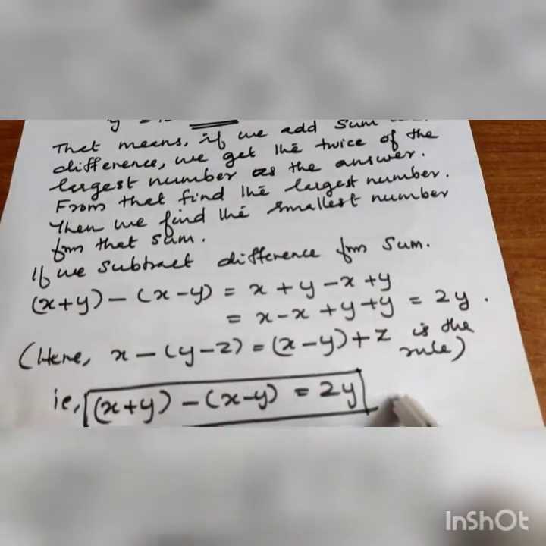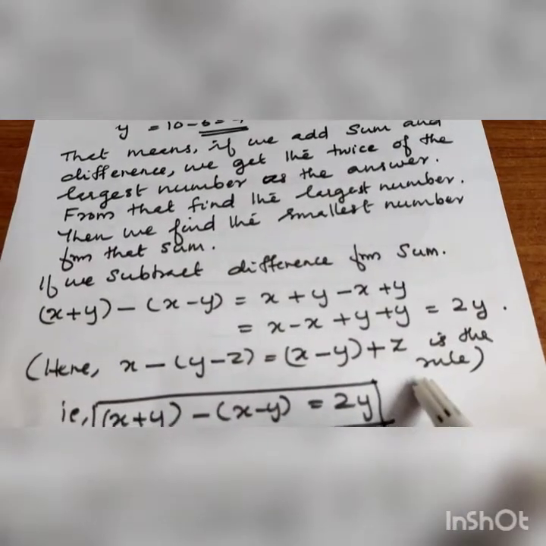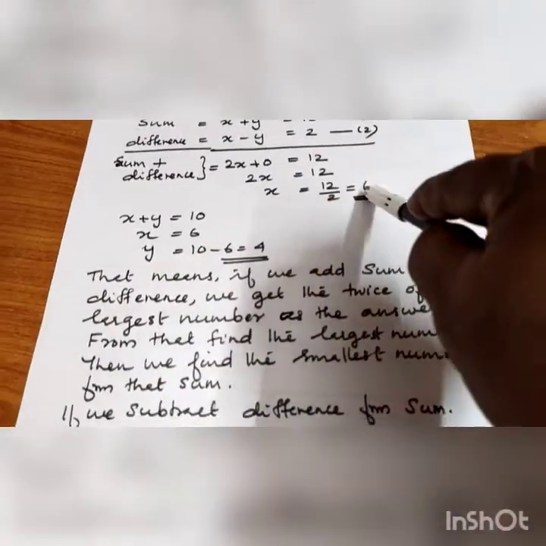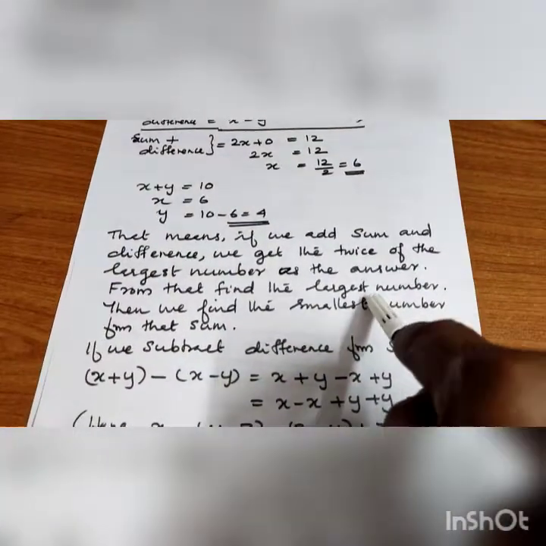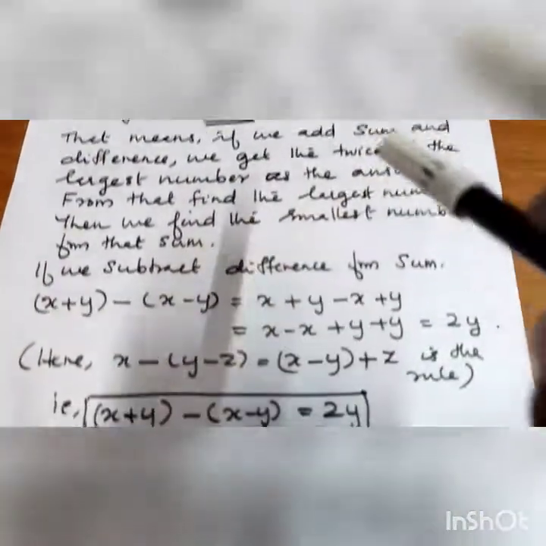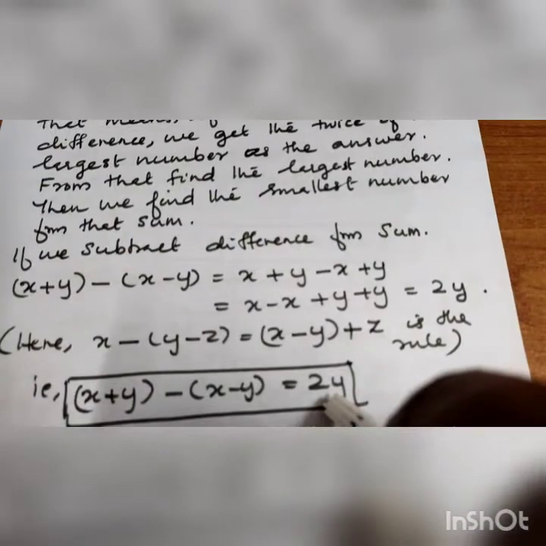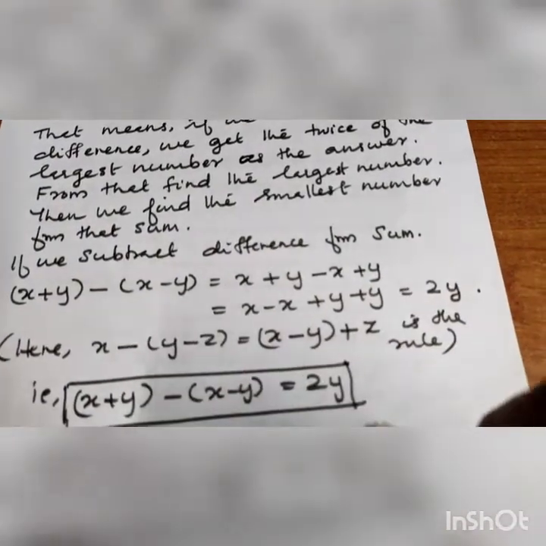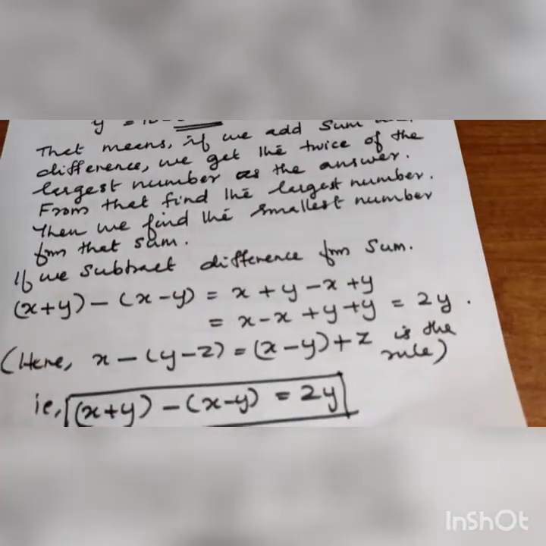That is twice the smallest number. When we add the sum and difference, we get twice the largest number. And when we subtract the difference from the sum, we get twice the smallest number.